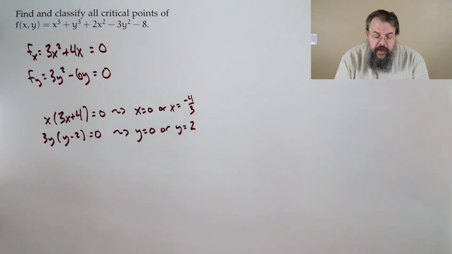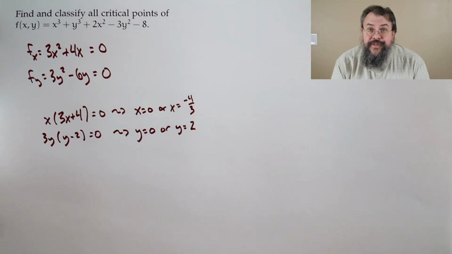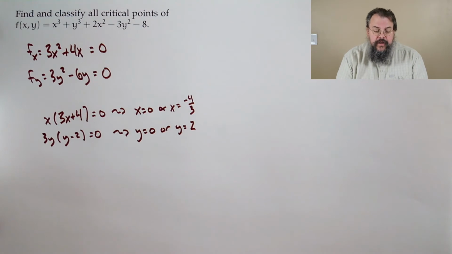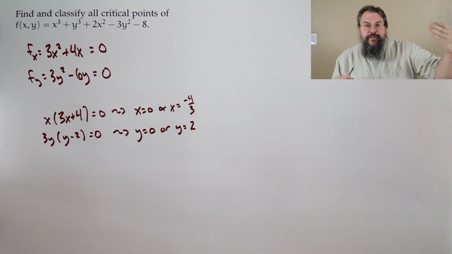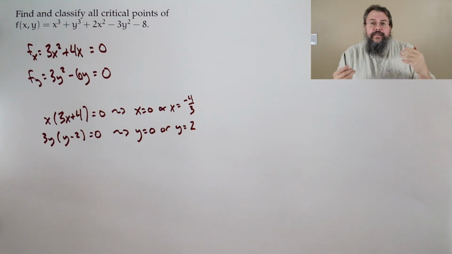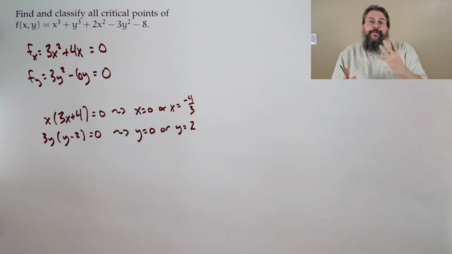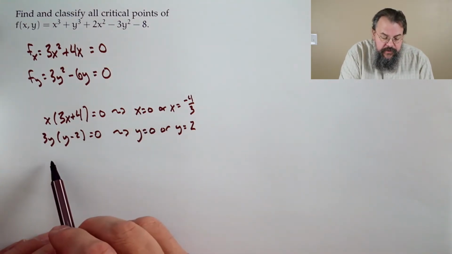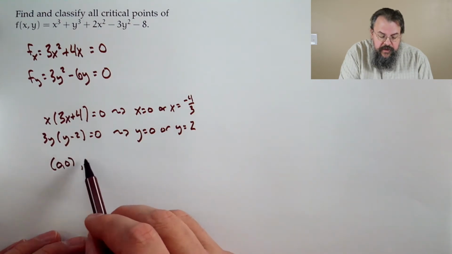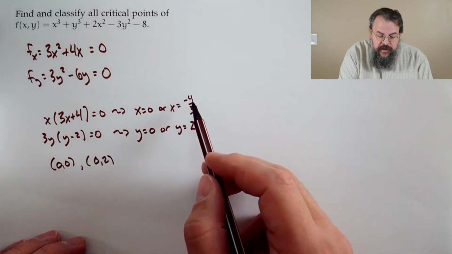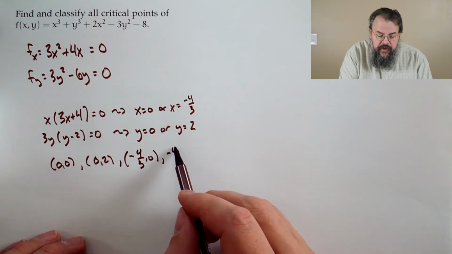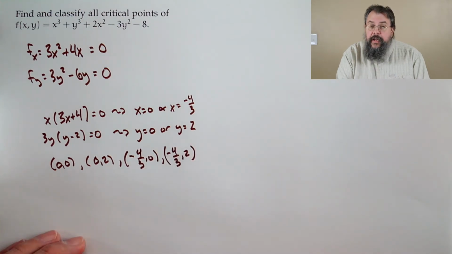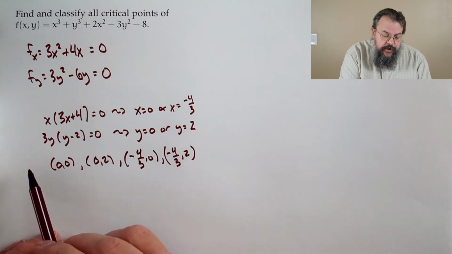All right, great. Well, now what comes next? We say, what are our points? In the first equation we had these two possibilities, in the second equation we had these two possibilities. And the answer is, we take all combinations. So we actually have 4 critical points. They'd be at (0, 0), (0, 2), (negative 4/3, 0), and (negative 4/3, 2). All right, good. Now, those are our critical points.